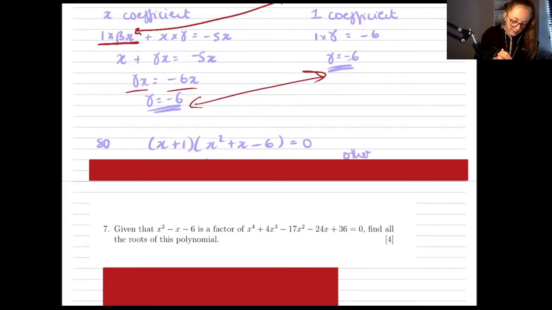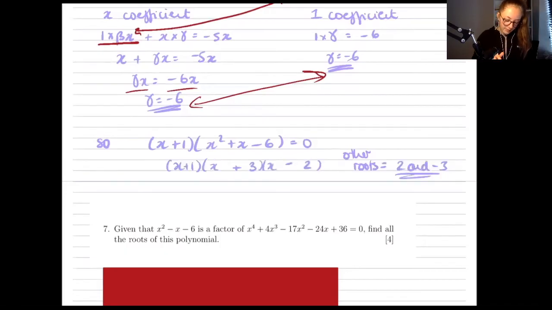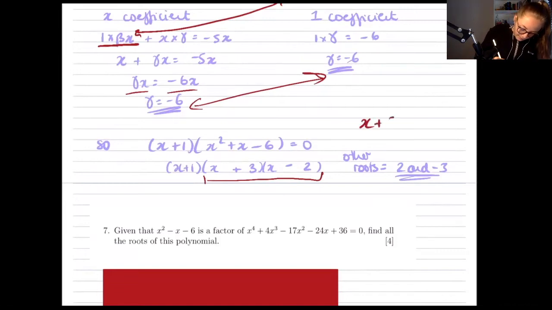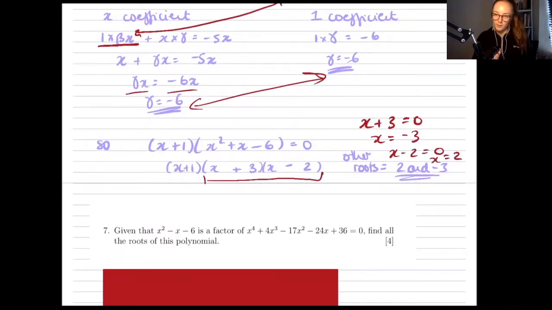And then we can factorize this second bracket to find out what our other roots are. So we factorize it to get x plus 3 and x minus 2. That means that our roots are x equals 2 and x equals minus 3. So we can say x plus 3 is 0, so x is minus 3 as a root, and x minus 2 is 0, so x equals 2 is a root. If it wasn't clear how I got 2 and minus 3 rather than minus 2 and 3.